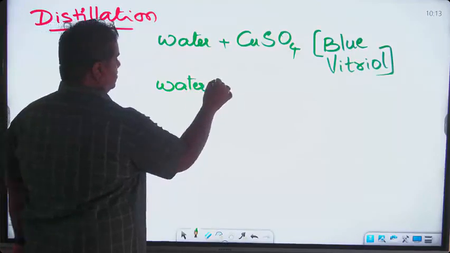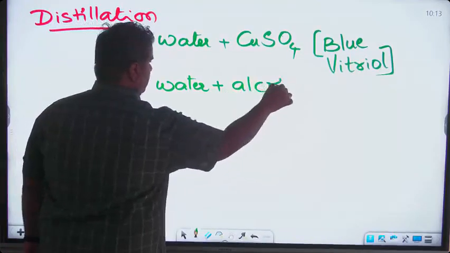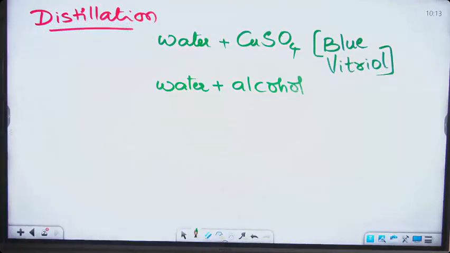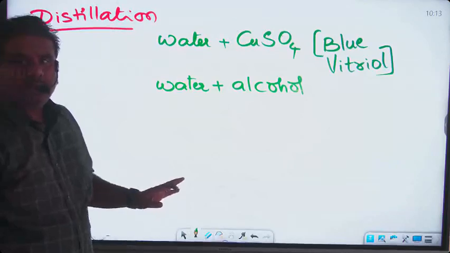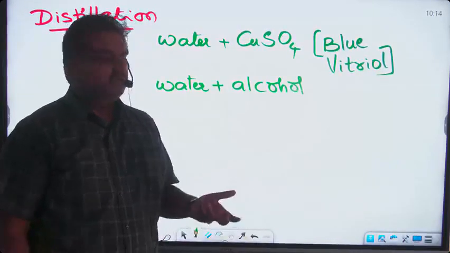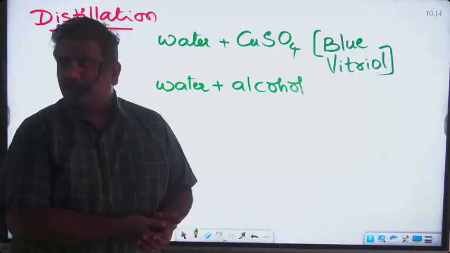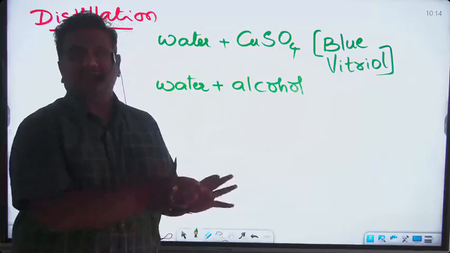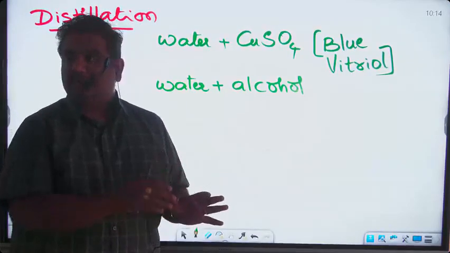So take the case of water and alcohol. Is it a homogeneous or heterogeneous mixture? A perfect homogeneous mixture. After mixing water and alcohol, is it possible to separate them by ordinary physical methods? What are ordinary physical methods? Taking a tissue paper, a filter paper, the filter we use to strain tea, or a cotton cloth. Can we separate water and alcohol using these?